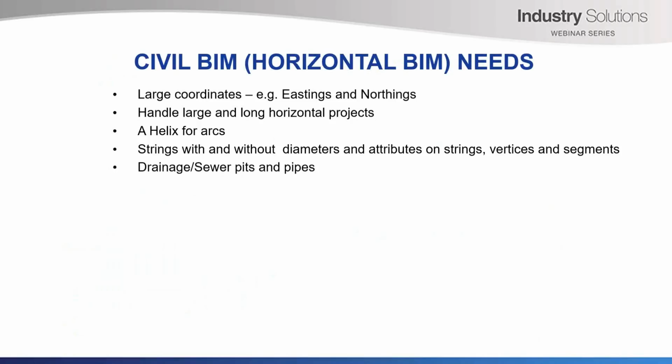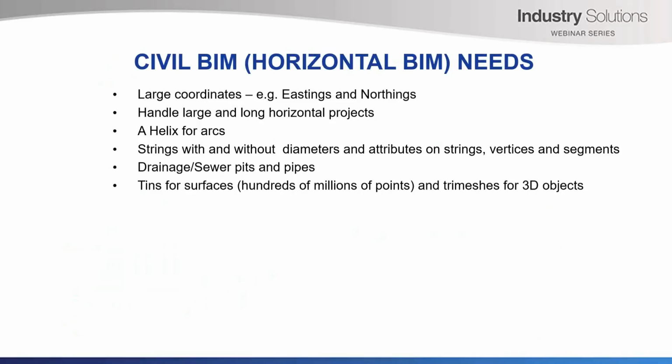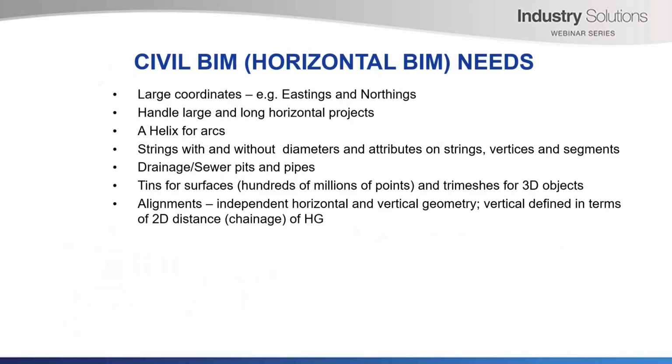So important these days. You need your drainage, sewer pits, and pipes. You need tins, which can be hundreds of millions of points. You need trimeshes. You need alignments. One of the big things you need alignments for is what we call linear referencing. In buildings, people use a grid. It's just a rectangular grid. That's their referencing. For most civil works, we use linear referencing where it's chainage and offset. So you have an alignment, which may only be a 2D alignment, and you have a distance along it called chainage and an offset. And that's how we place most things in our world. So you need this linear referencing.